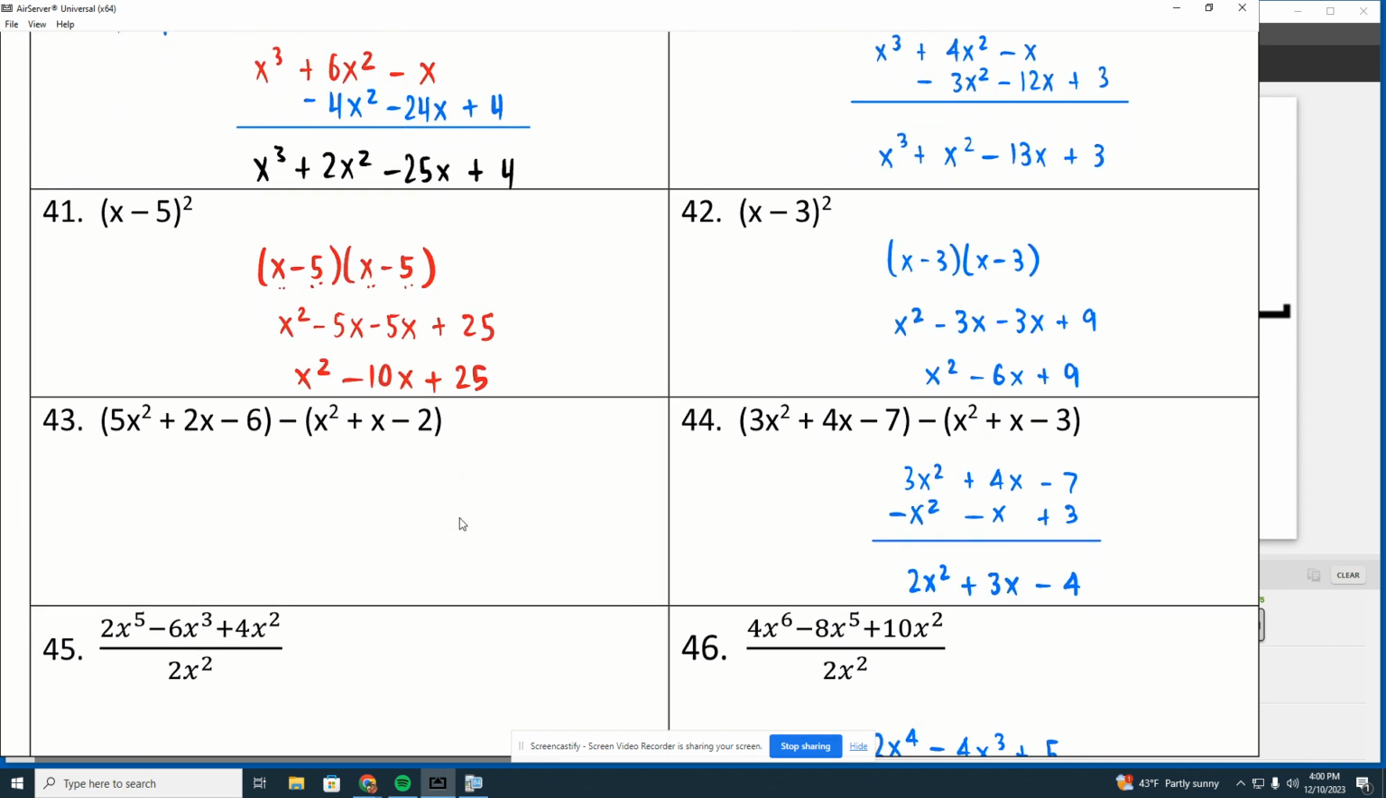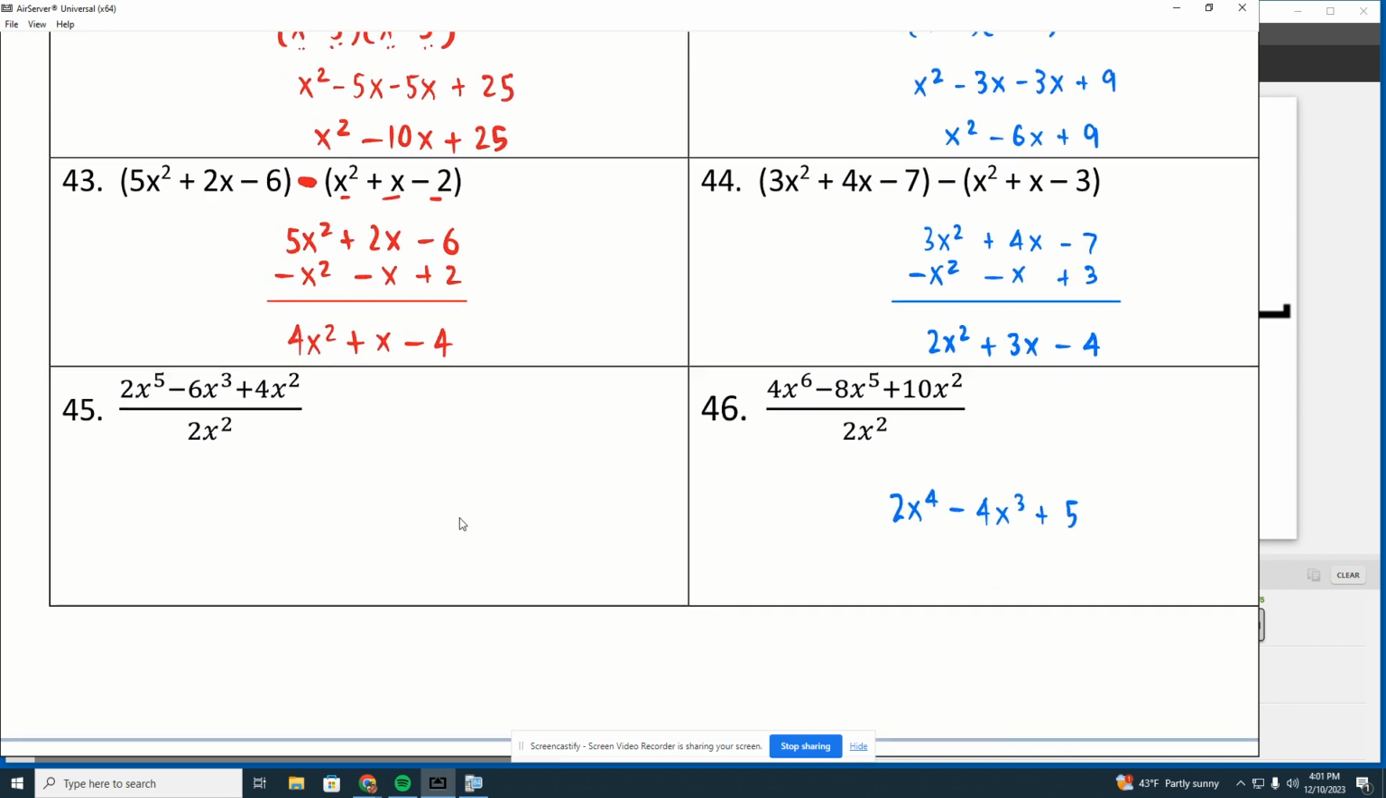Last one, we're subtracting. So I'm just going to write the 5x squared plus 2x minus 6, just like I see it. But then don't forget this minus, it changes all of these signs. So that becomes negative x squared, negative x, positive 2. And then we're going to combine those like terms. So we're left with 4x squared plus x minus 4.